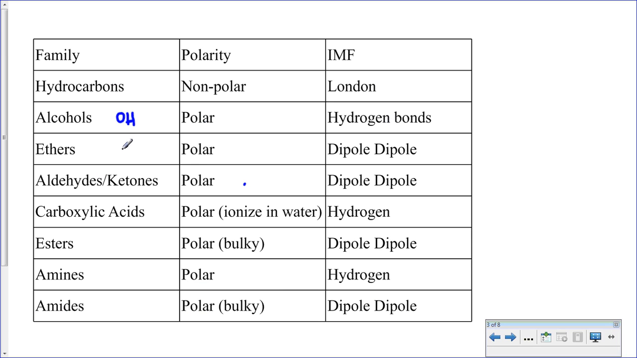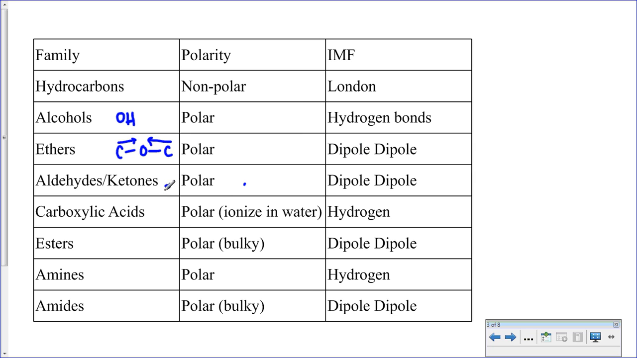With ethers, the functional group is the single bonded oxygen, and this lies in the middle of the chain. So although this is a polar bond, and these molecules will be polar, they cannot accommodate hydrogen bonds because there is no slightly positive hydrogen. So therefore, they will have dipole-dipole as their intermolecular forces.